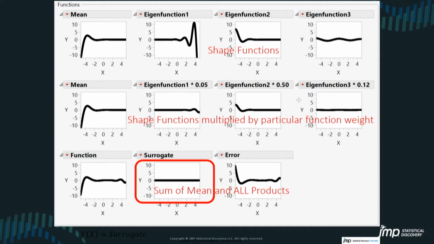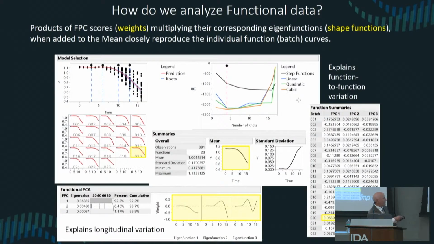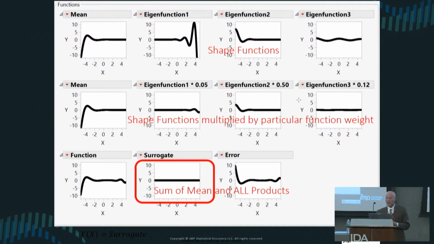Okay, so I have this cartoon to try to illustrate this a little more closely. What we've got across the top is the mean and the 3 shape functions, the eigenfunctions. The next row has the shape function multiplied by a particular function weight. These weights come from each of these individual curves. So it's really dependent upon which weight you're going to multiply by, and then we add all of that to the mean. So what we want to do in the end is reproduce this function.